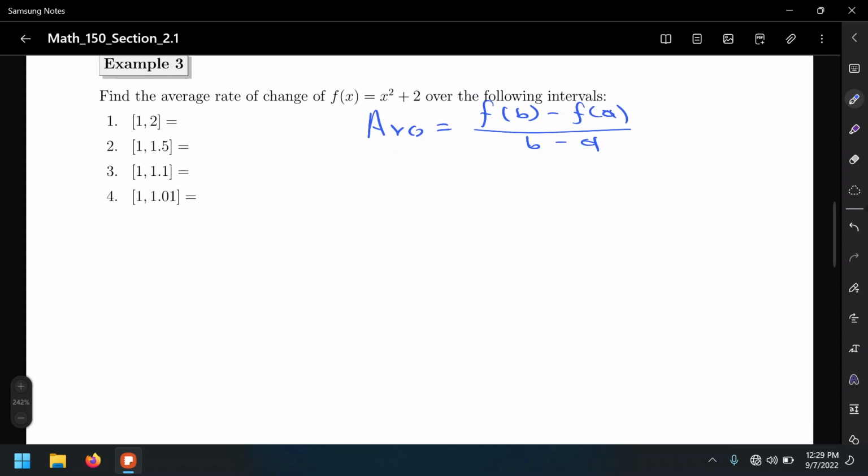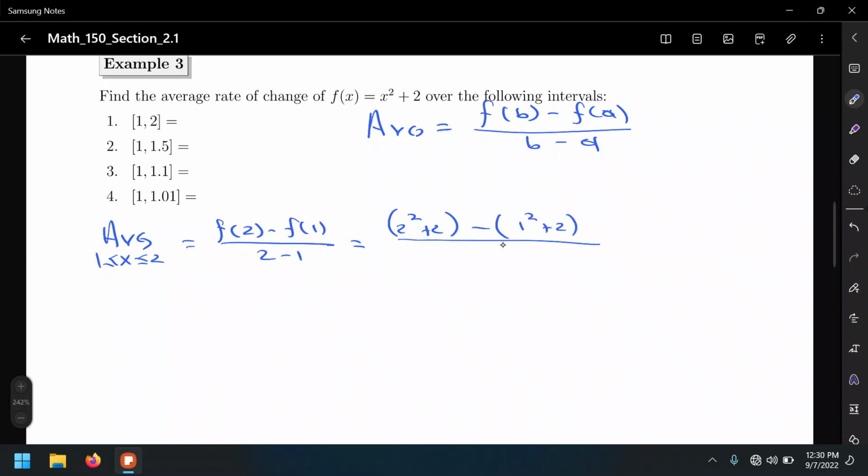So, number one, let's find the average rate of change between 1 and 2. So that is the average, not t, in this case it's actually x, being between 1 and 2. This will be f of 2 minus f of 1 over 2 minus 1, where f of 2 will be obtained from 2 squared plus 2, plugging in the function, minus 1 squared plus 2, divided by 2 minus 1, which is just 1.